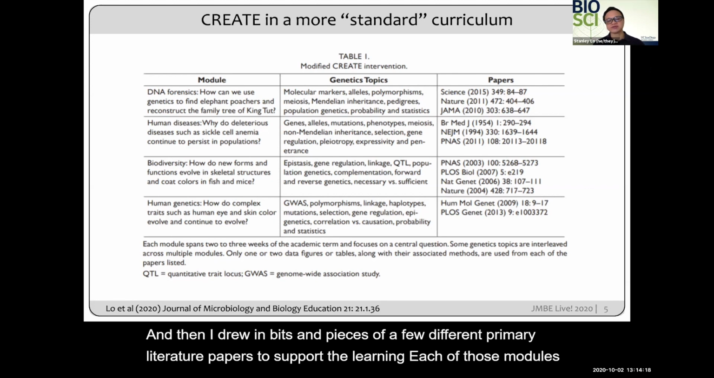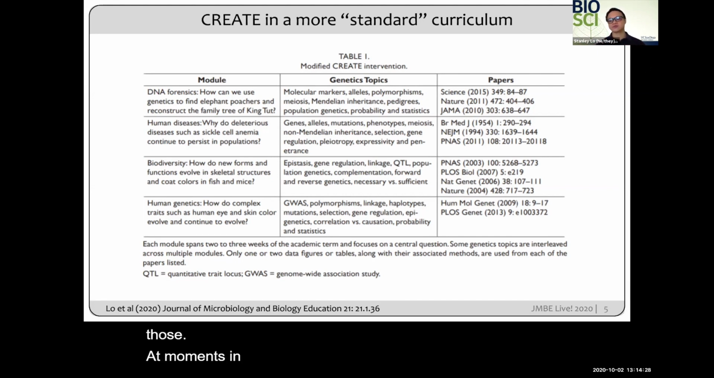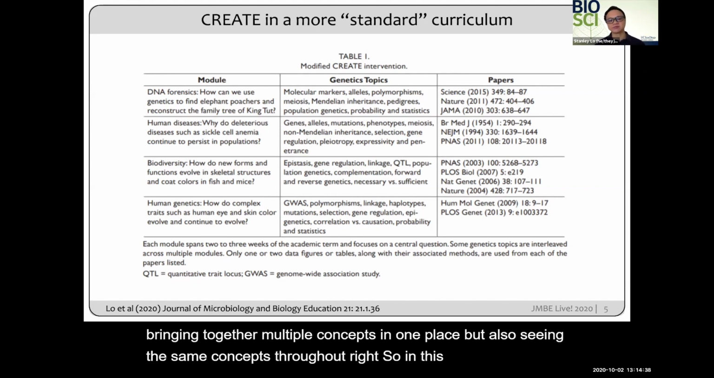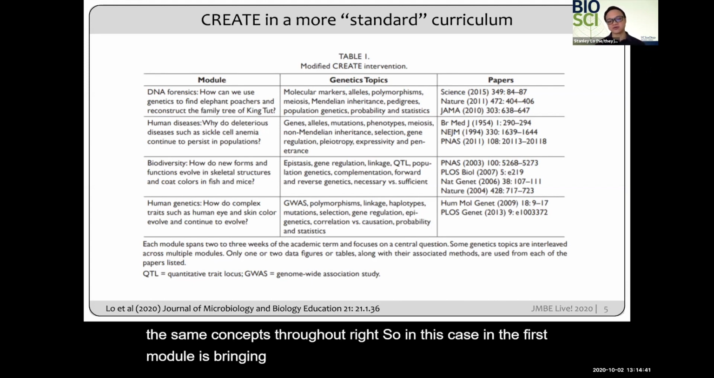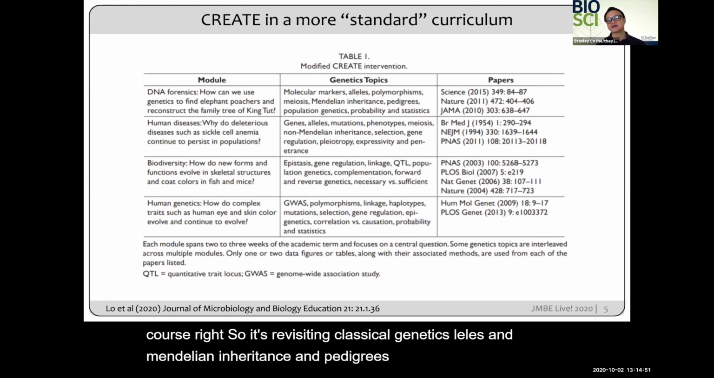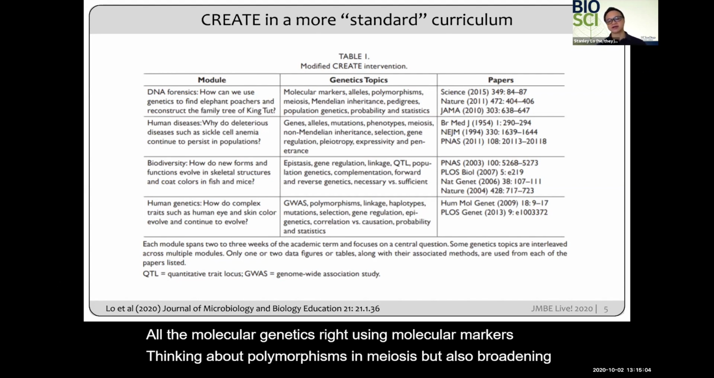And in the middle column, what we see is the genetics topics. And again, to really recreate some of those moments in the original CREATE method where students are bringing together multiple concepts in one place, but also seeing the same concepts throughout. So in this case, in the first module, this is the very first part of the course, it's revisiting classical genetics like alleles and Mendelian inheritance and pedigrees and things like that, but doing it from the molecular aspects. So bringing in all the molecular genetics, using molecular markers, thinking about polymorphisms and meiosis, but also broadening it to population genetics and probability and statistics.